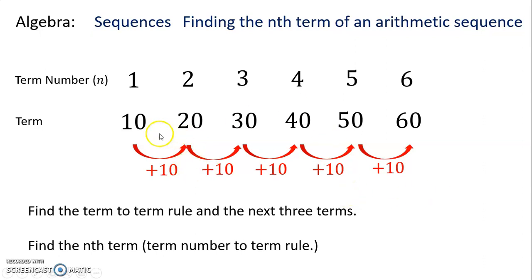So hopefully you recognised this as being the 10 times table. And what do we do to the term number to get each term in the 10 times table? Well, we multiply it by 10. So I am multiplying the term number by 10 to get the term. And so my nth term is 10n. If I want to find the 1000th term in this sequence, I'm going to do 10 times 1000, and the term will be 10,000.